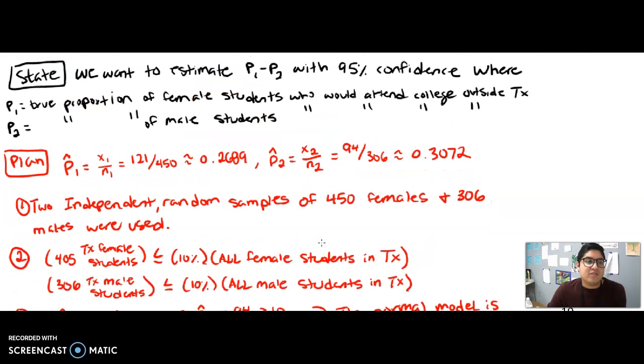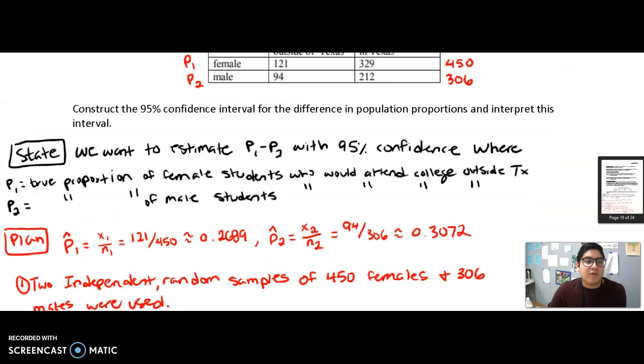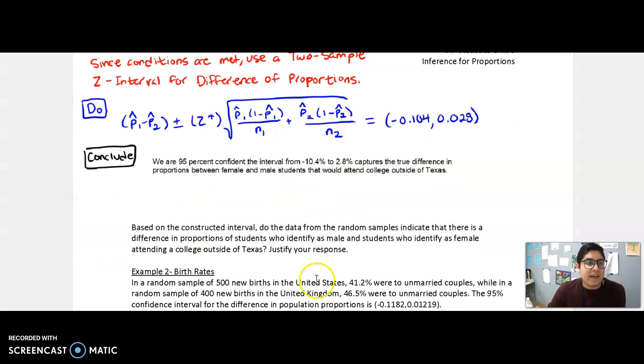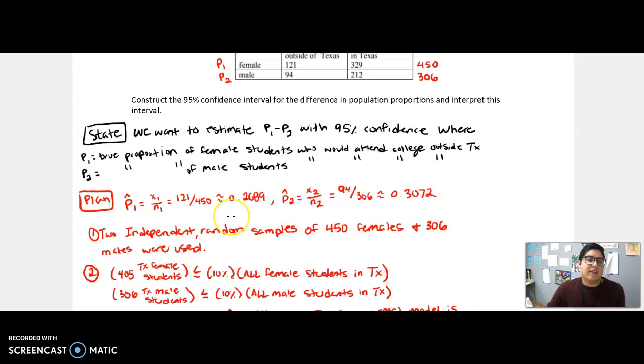Now, my first two conditions are met because I'm looking for randomness and I'm looking for independence between the samples. I was told that two independent random samples of 450 females and 306 males were used. Next up, we can believe that these populations are relatively large. So I can believe that 405 Texas female students is less than or equal to 10% of all female students in Texas. I can assume that 300 Texas male students is less than or equal to 10% of all male students in Texas.